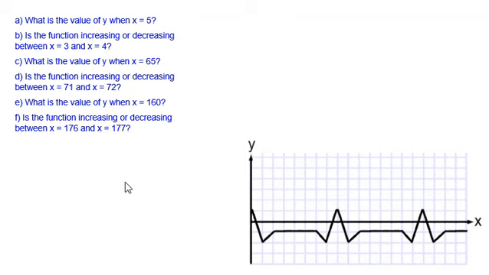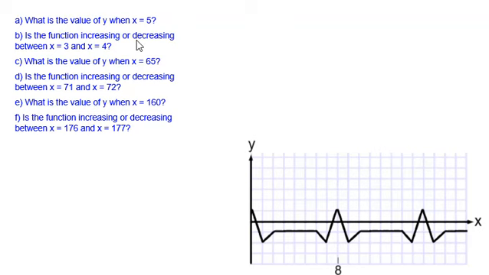Today's Daily Dose of Math is a series of questions about this periodic function. We're given this graph that shows enough repetitions of the periodic function so that we can figure out what the period is and what the pattern is. I can see that the period of this function is 8.